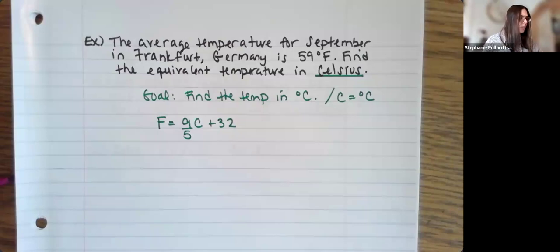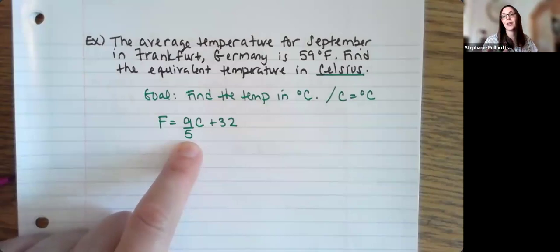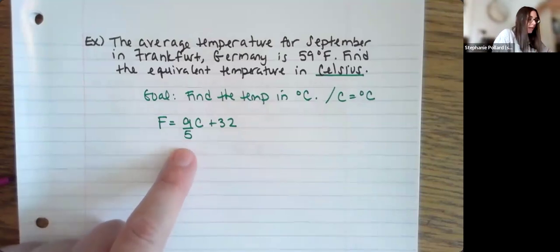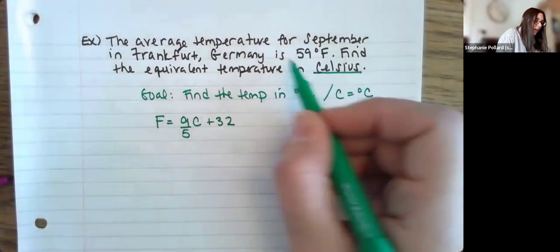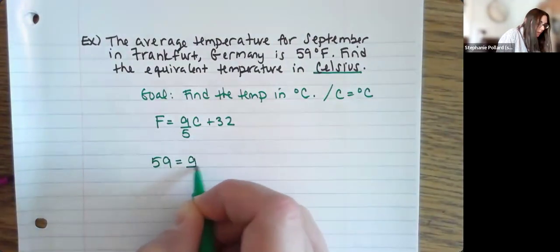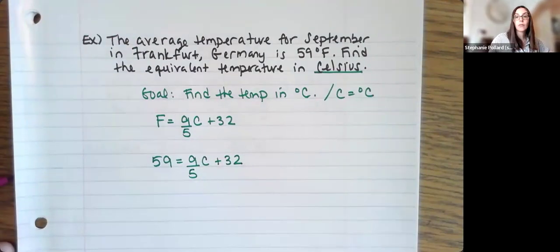Now I'm going to use the fraction one. But I encourage you to also try it with the decimal and make sure you get the same answer. So it is fun to, again, verify that both of them do work. So what I know here is I know my degrees Fahrenheit is 59. So I can plug that into my formula. And then I can go ahead and I can solve for C.